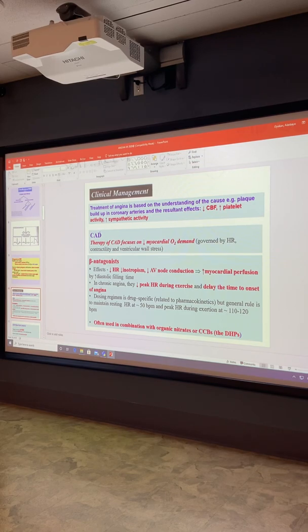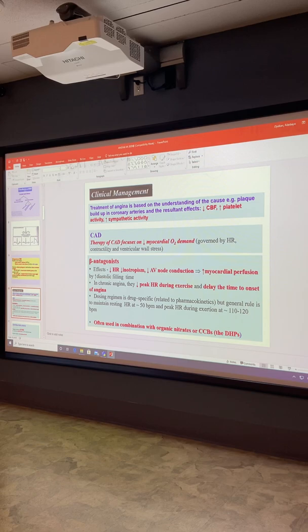So when it comes to chronic coronary artery disease, you've got to focus on reducing oxygen demand. And so anything that can increase the heart rate, because the faster the heart beats, the greater the demand. You've got to focus on contractility of the heart, because the more the heart contracts, the more oxygen it consumes. And then there is ventricular wall stress. If the stress on the ventricular walls is high, you need to reduce it.